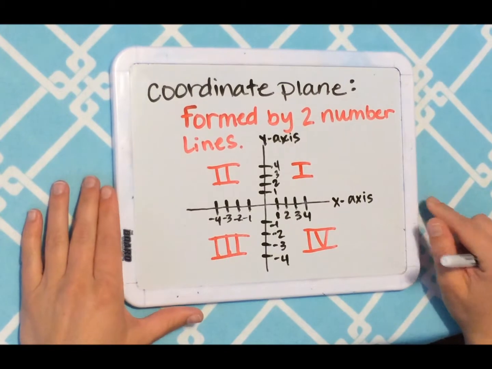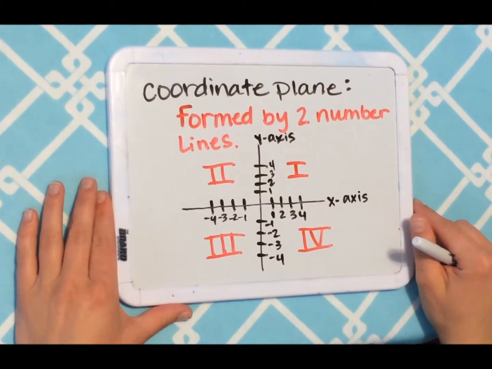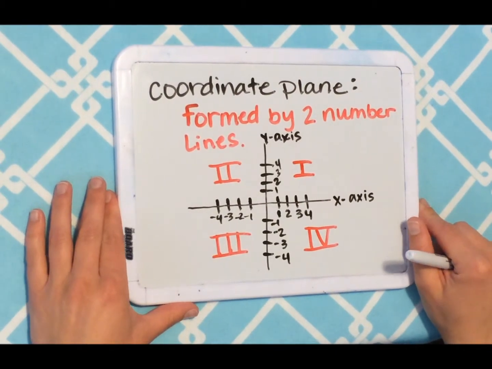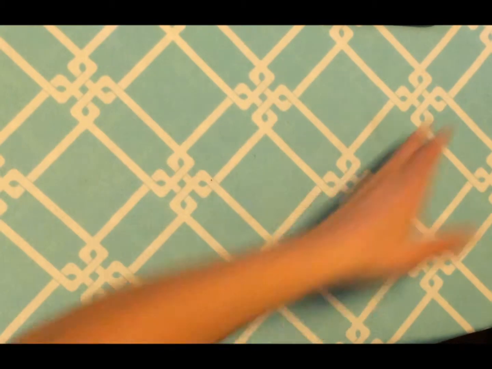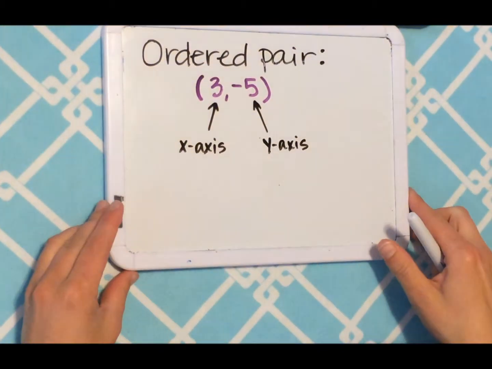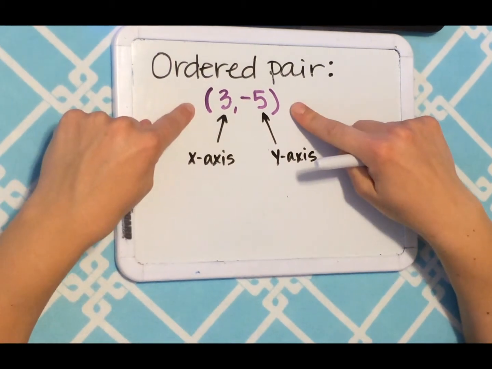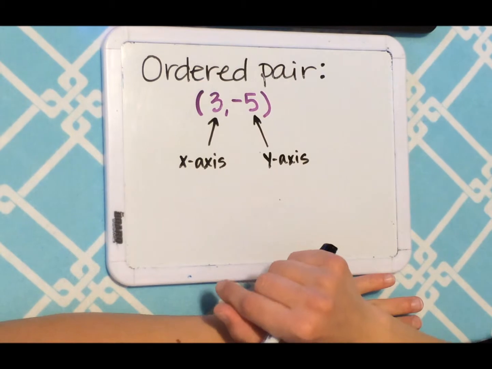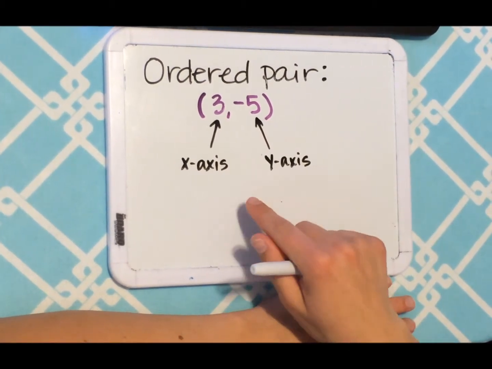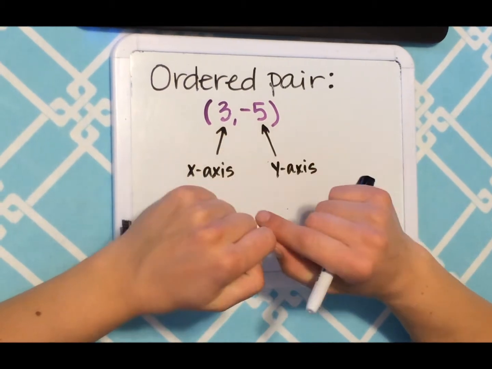Now, you can locate any point on a coordinate plane by an ordered pair of numbers. Let's get into ordered pairs. You can locate any point on the coordinate plane by using an ordered pair of numbers. We call these ordered pairs the coordinates of points. The coordinates of points are called an ordered pair because the order of the two is important.